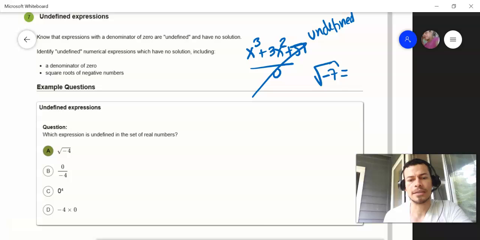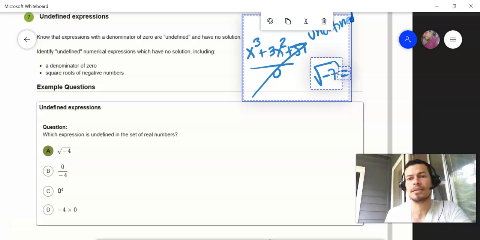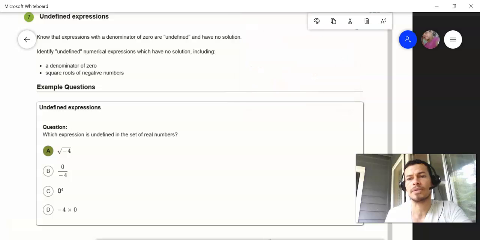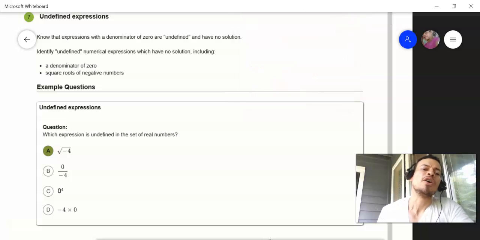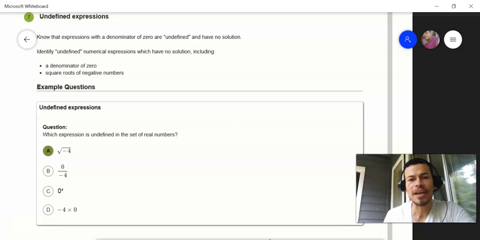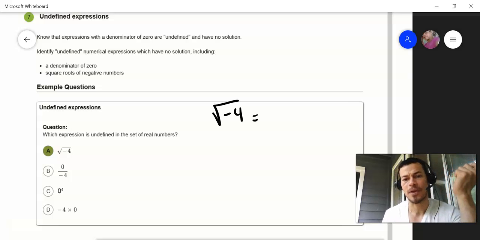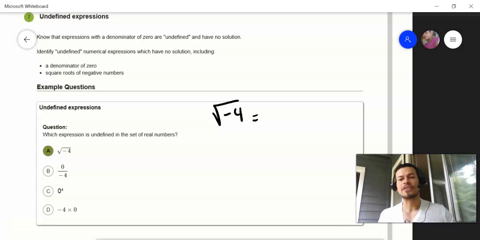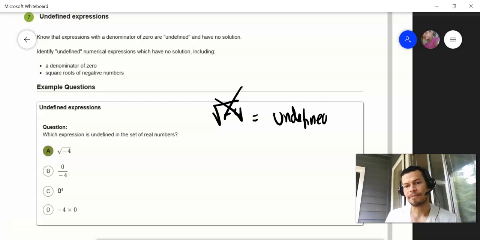So let's solve this exercise now. Let me clean this page here. Okay, so we have, which expression is undefined in the set of real numbers? The first expression that we have there is the square root of negative 4. As I said a while ago, every single time that you have the square root of a negative number, that is undefined. Okay, so this option A is the right option.